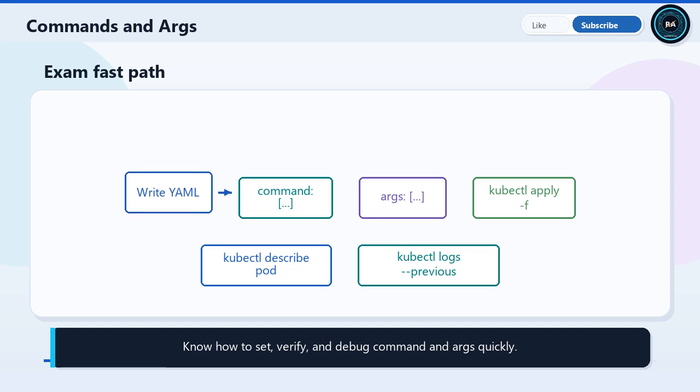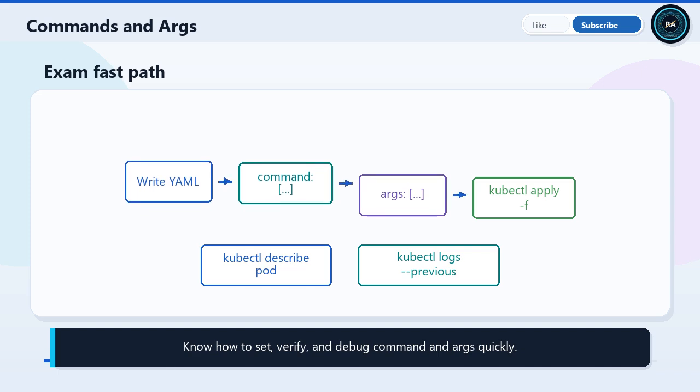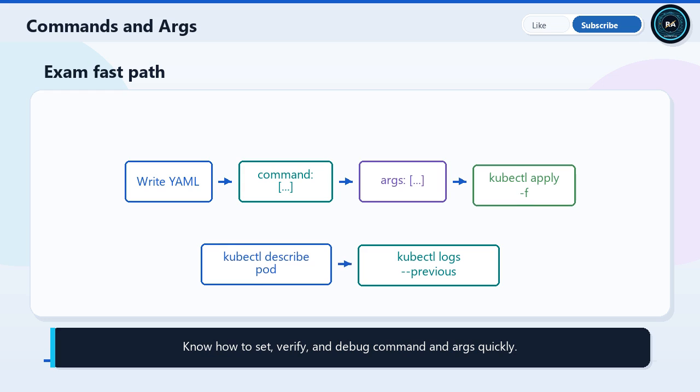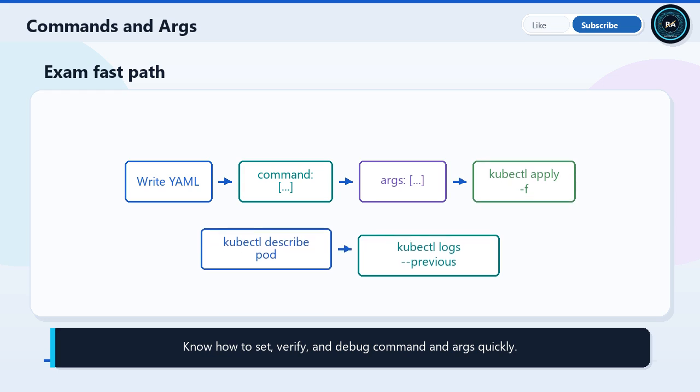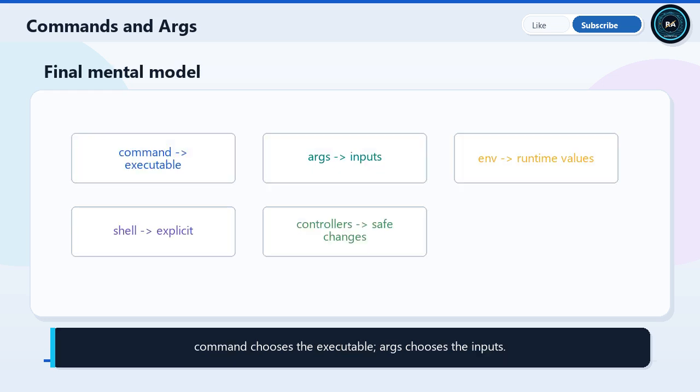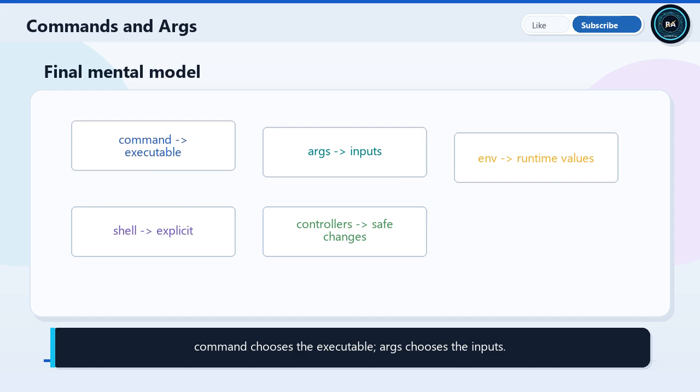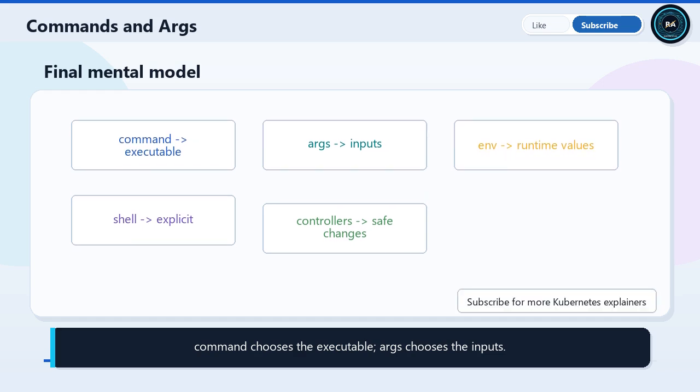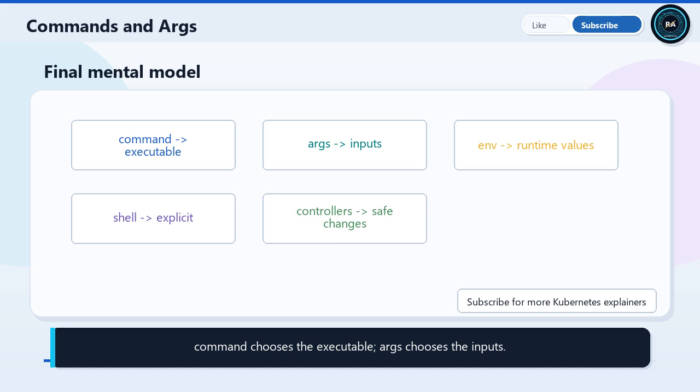For CKA style work, remember the loop: create the pod or deployment, set command and args in YAML, apply it, inspect pod phase, check describe output, and read logs. The clean mental model is this. Command chooses the executable, args chooses the inputs, environment supplies runtime values, and a shell only appears when you explicitly run one.